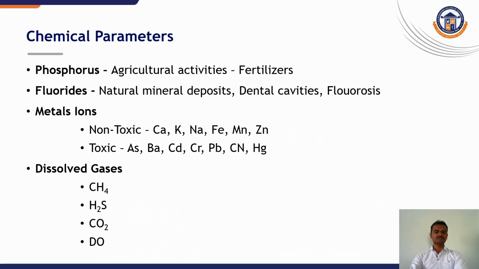So non-toxic metals like calcium, sodium, potassium and iron are generally essential nutrients but should be in the acceptable limits. And the toxic metals such as lead, mercury, cadmium, arsenic and chromium are hazardous even in trace amounts. These can enter water from industrial discharges, mining activities and old pipelines.